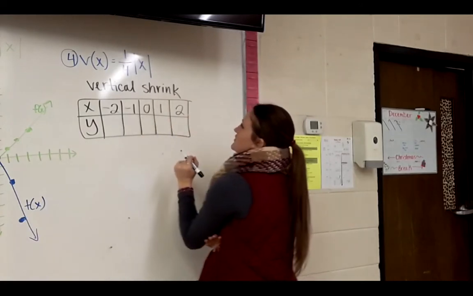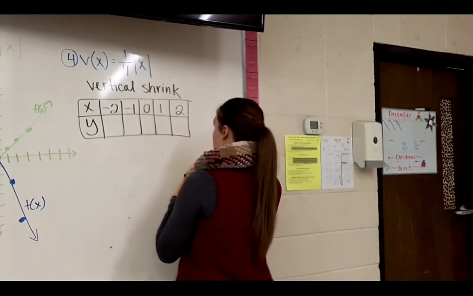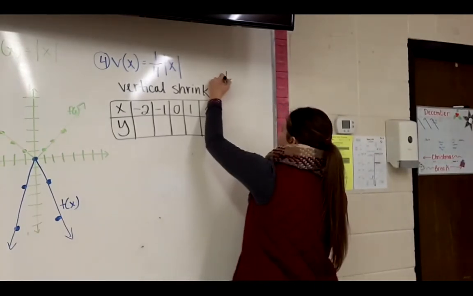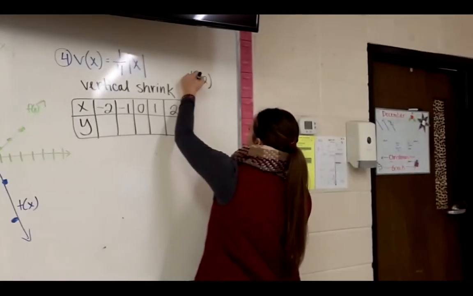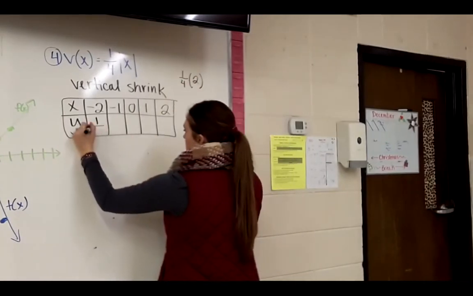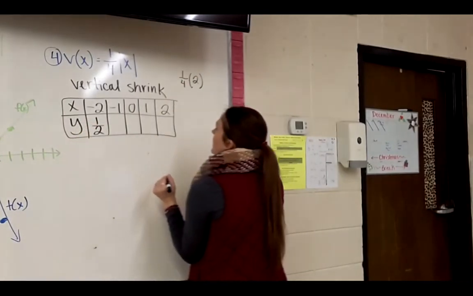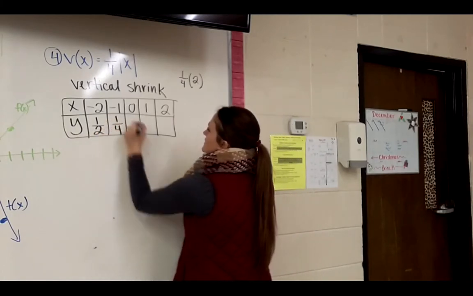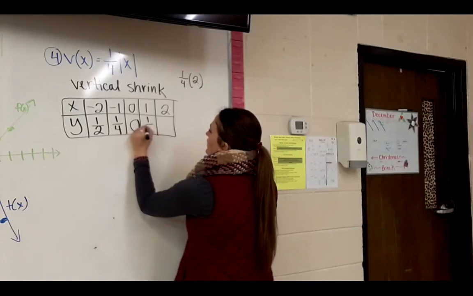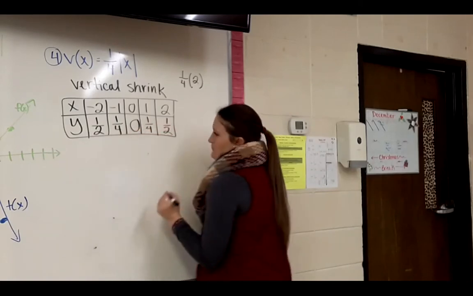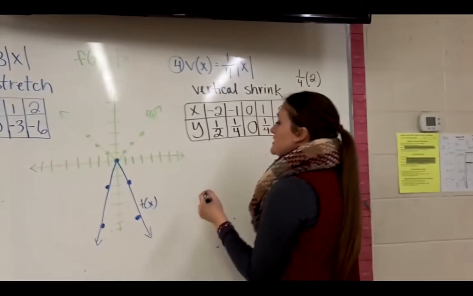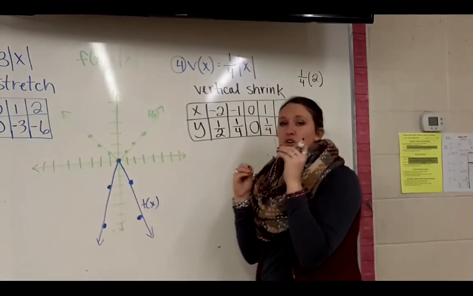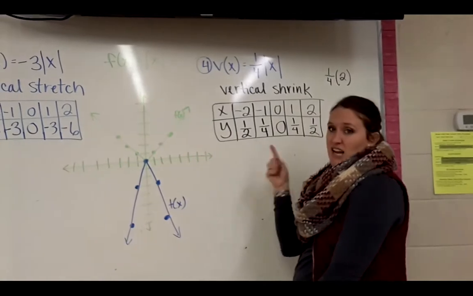So if I plug in -2, the absolute value of -2 is 2, times 1/4 is 1/2. Okay, -1, that'd be 1, that'd be 1/4. 0, 0. 1/4, 1/2. So on this one, even though it's a shrink, it's because we're shrinking those points even closer together. We're getting, in this case, fractions.